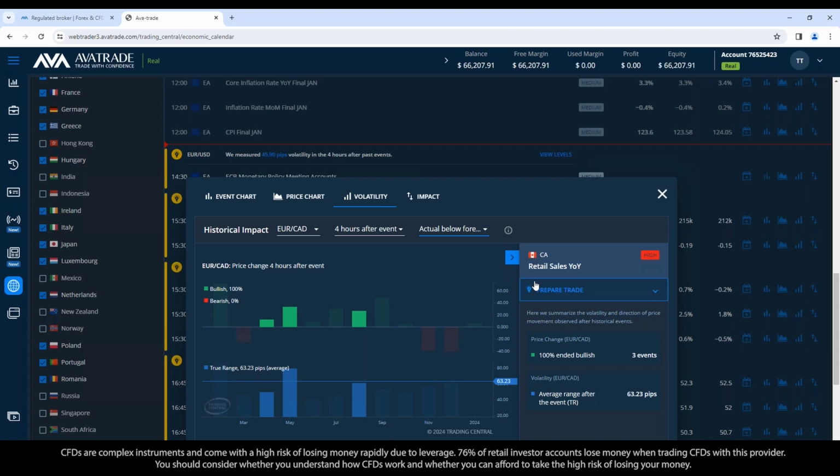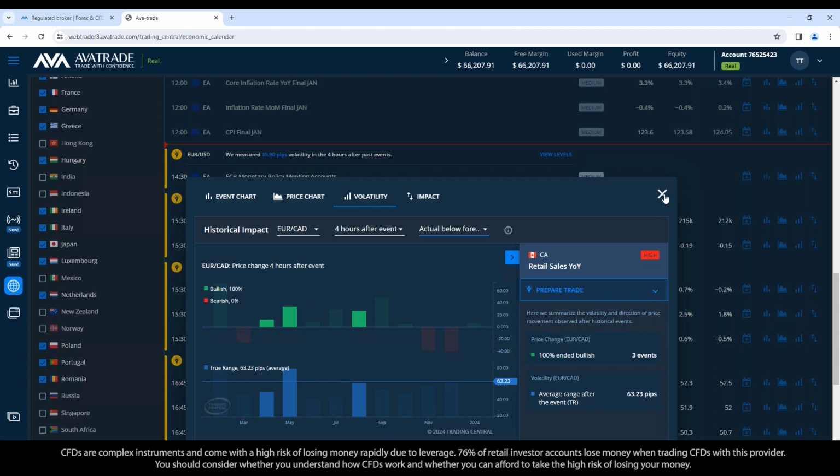And for the year over year numbers, it was 3 out of 3. Month over month, it was 2 out of 2. So I might pay more attention to the year over year numbers because there are more data points. This has happened 3 times below forecast rather than just twice, and all 3 times it went up. So I might be looking at below forecast.